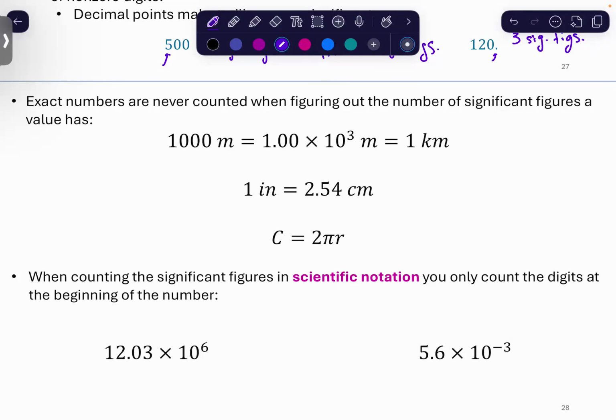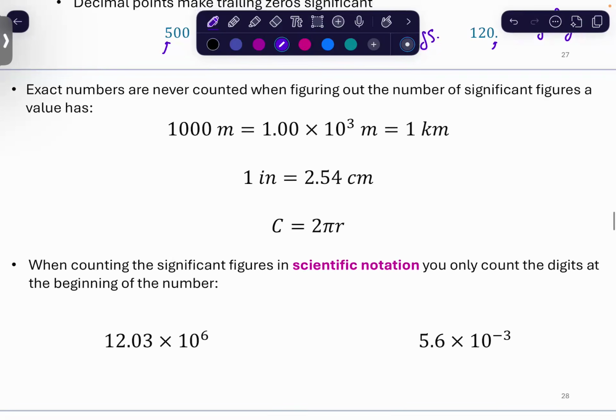So you're not going to use that to figure how many significant figures you have at the end of a calculation. And there at the bottom, you see the equation for the circumference is 2 times pi times the radius of a circle. Well, that 2 pi, those are exact numbers. So again, they're not going to factor in.